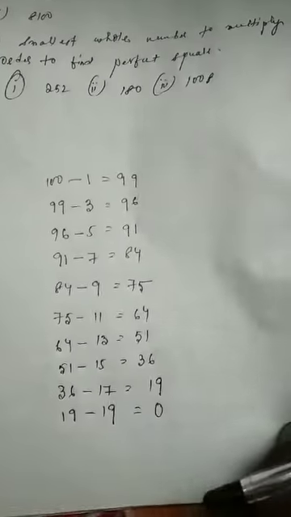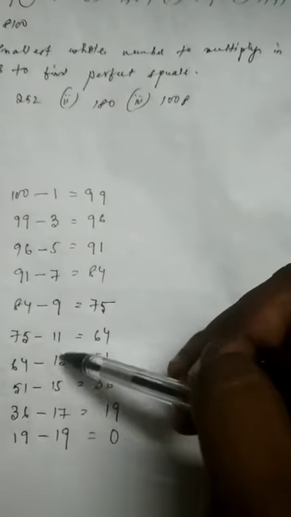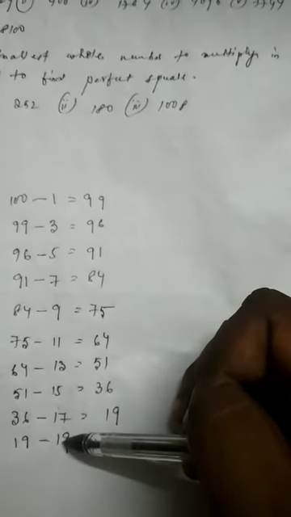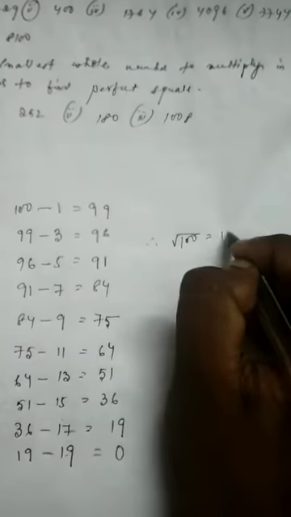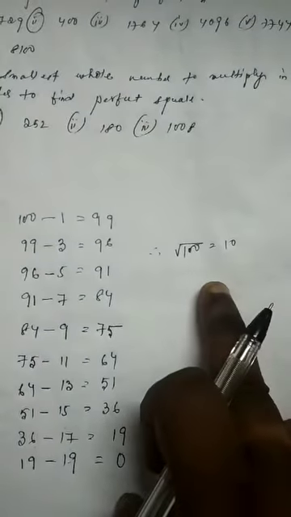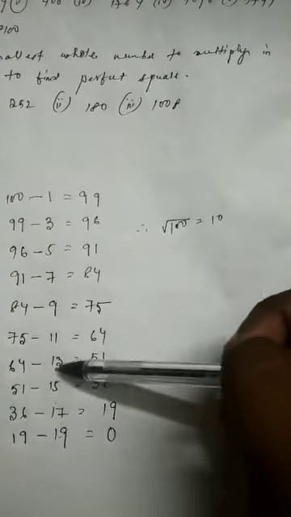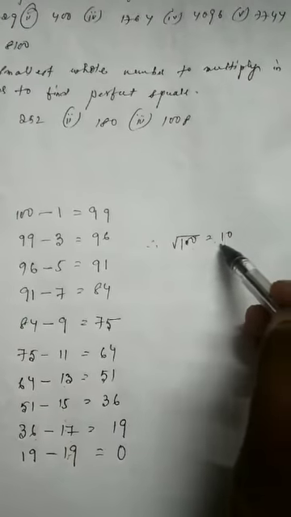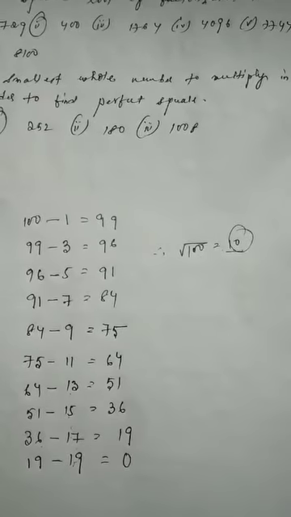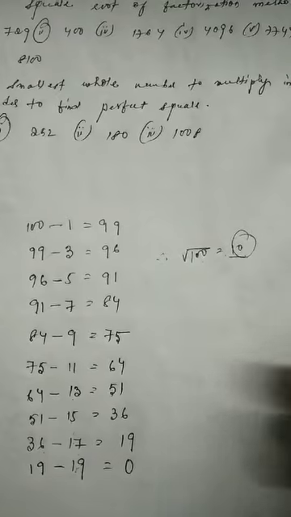So children, I got 0 here. Now let us count how many numbers I have taken: 1, 2, 3, 4, 5, 6, 7, 8, 9, 10. I took 10 numbers. It means therefore root over 100 is equal to 10. If I multiply 10 into 10, I am supposed to get 100.